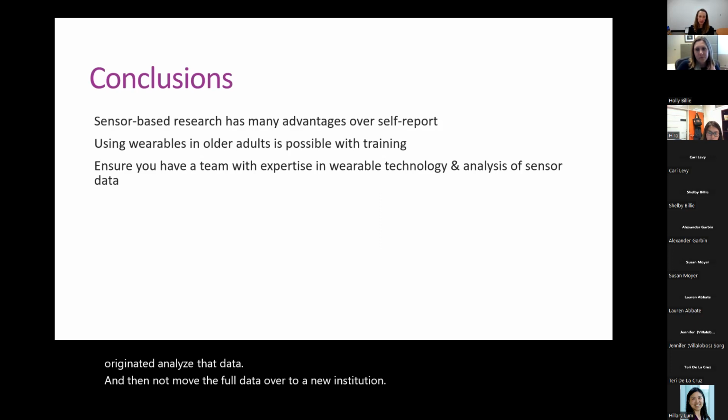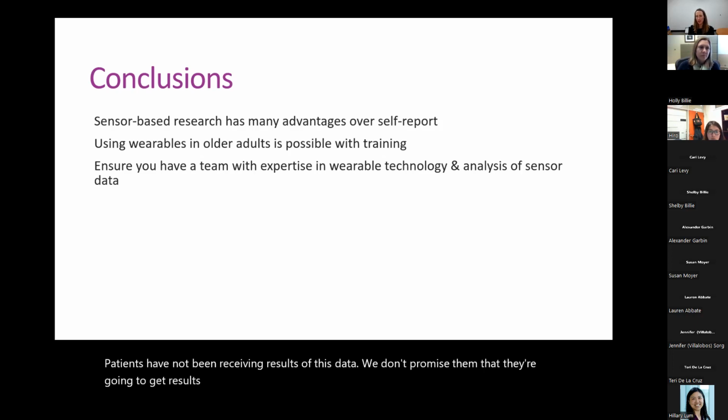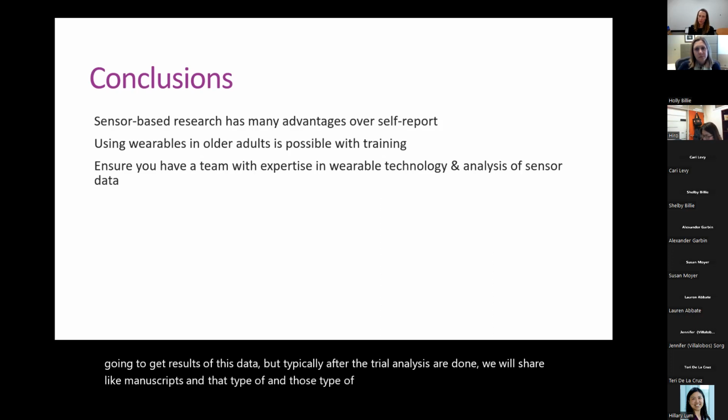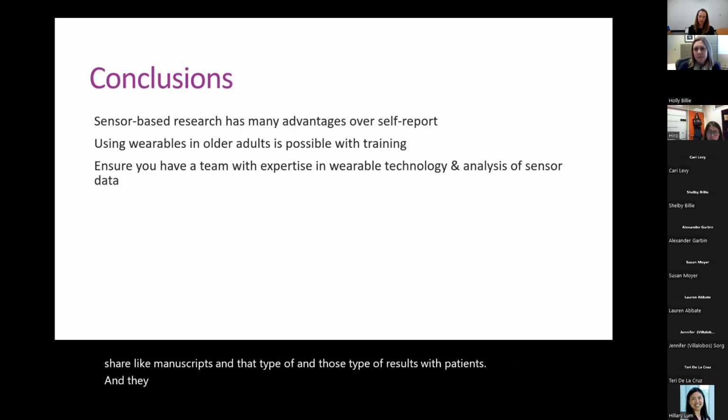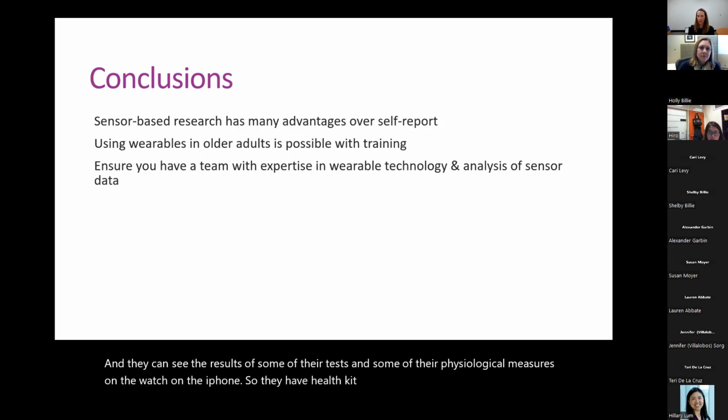Patients have not been receiving results of this data. We don't promise them that they're going to get results of this data, but typically after the trial and analyses are done, we will share manuscripts and those types of results with patients. And they can see the results of some of their tests and some of their physiological measures on the watch and the iPhone. They have HealthKit access, and so they can visualize that.